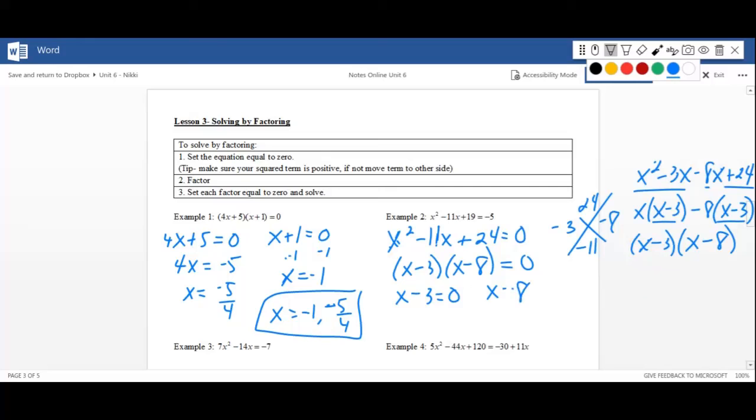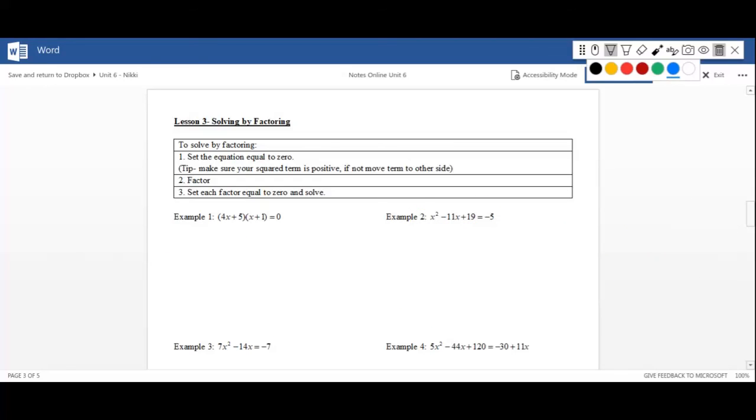So here are our 2 factors set equal to 0. Add over the 3, add over the 8 for this one. So my final answer is going to be x can be either 3 or 8, and it will make this original equation equal to 0.